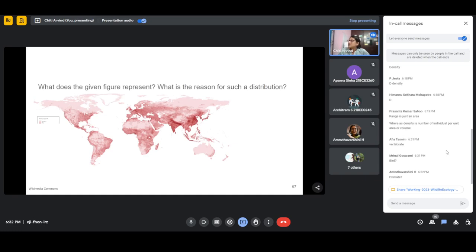White is zero distribution, and the darker red you go, that is more distribution. Humans. Yeah, exactly, right? Amrita says primate. Okay, close enough. But yes, this is a density map of human distribution throughout the world, right? What is the biggest giveaway for this? What is the highlight? What stands out? A very high population density in India. Right. So India and China have a super high population density.